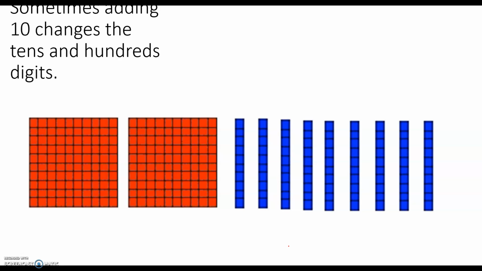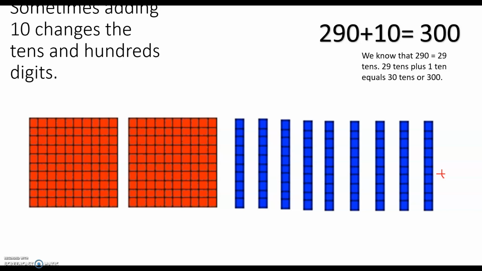Sometimes adding 10 changes the tens and hundreds digits. If you look here, I've got 290. So here I have 1, 2, 3, 4, 5, 6, 7, 8, 9 tens. We're adding one more 10. We know that 290 is 29 tens. 29 tens plus 1 ten equals 30 tens. So we've made a whole 100 here, which means we now have 300.